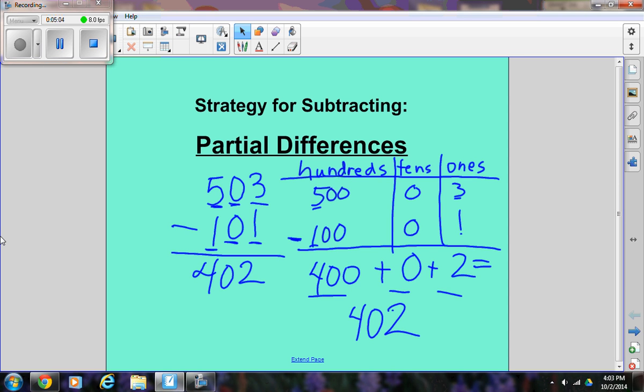The partial differences strategy helps you see the parts of numbers when you are subtracting. Today, I showed you how to use partial differences as a strategy for subtracting without regrouping. In the next lesson, we will learn how to use partial differences when we have to borrow a 10 or have to regroup and borrow 100 to subtract.